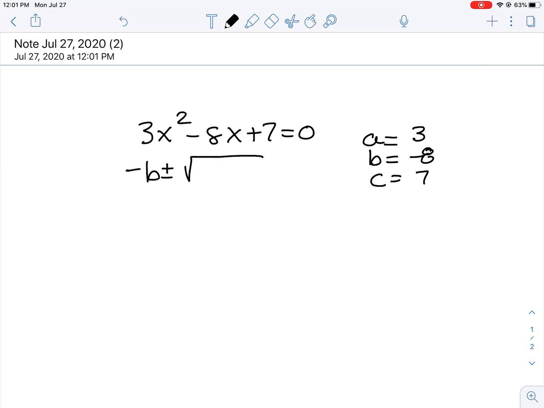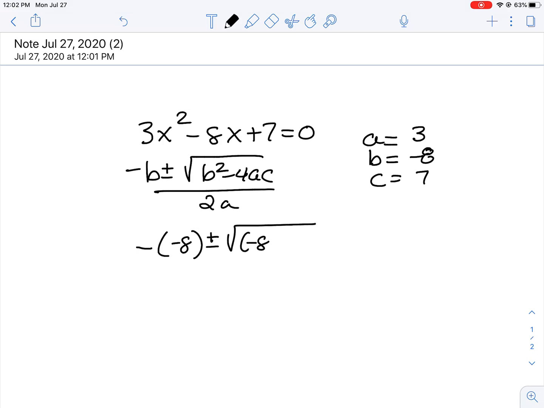And then I'm going to write down that quadratic formula: negative b plus or minus the square root of b squared minus 4ac all over 2a. And I'm going to substitute in my values. Be careful of what you're substituting in. Always use parentheses. The formula starts with a negative sign, but then b is also -8, so it's very important we're using these parentheses. So -(-8) plus or minus the square root of (-8) squared minus 4 times 3 times 7, all over 2 times 3.